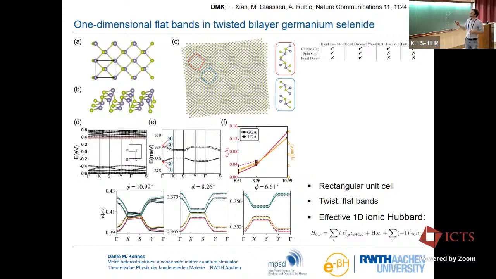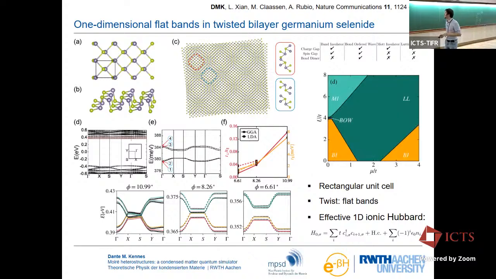And then there's a very fancy phase, the so-called bond-ordered wave state, which is characterized by a spontaneous dimerization of the bonds. So you get a spontaneous symmetry breaking in the hopping across the bonds. So you get spontaneously strong bond, weak bond, strong bond, weak bond. All right, so now we can take these parameters, and again, we can characterize with respect to chemical potential.